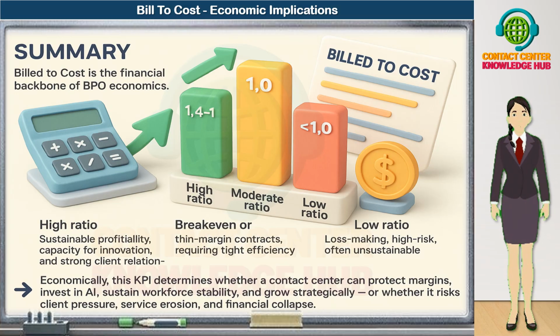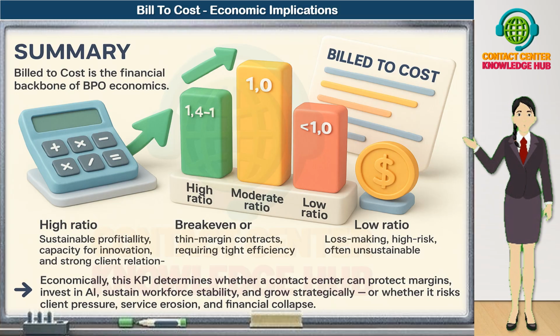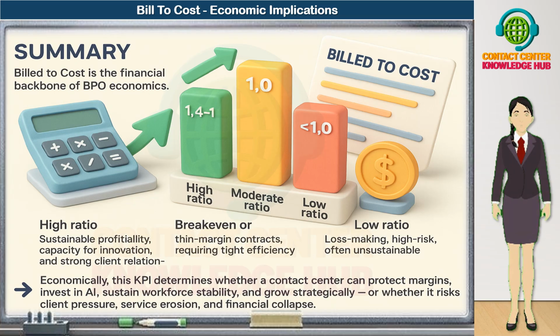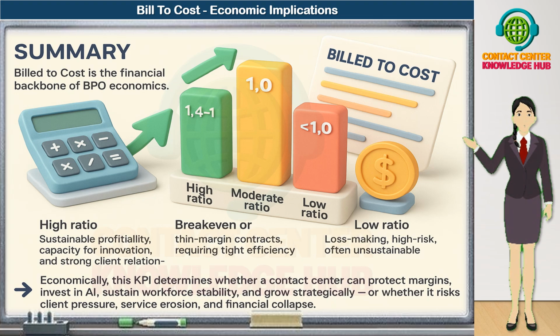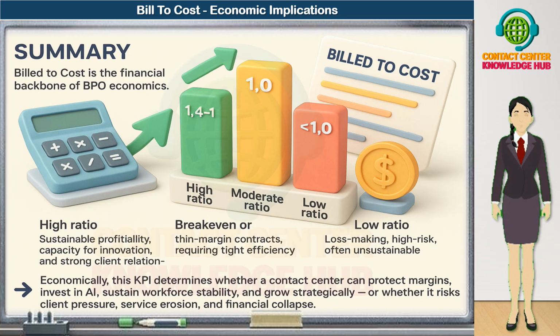A moderate ratio, around 1.1 to 1.3, represents thin margin or break-even contracts. Here, success depends on tight cost control, operational precision, and careful management to stay viable. But when the ratio drops below 1.0, the contract becomes loss-making and high-risk. A red flag that long-term delivery at that level is unsustainable.